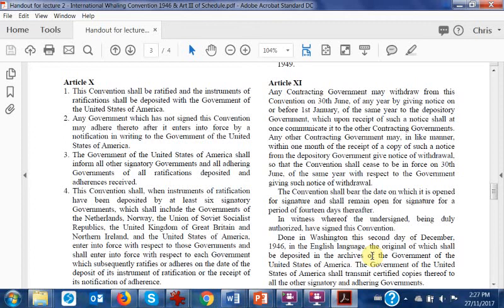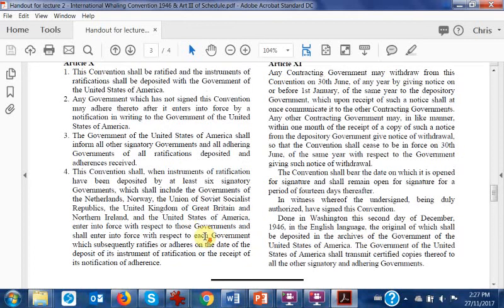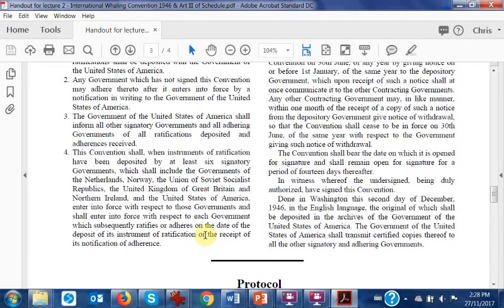Article 10: this convention shall be ratified and instruments of ratification shall be deposited with the government of the United States of America. This is about ratification. This convention shall, when instruments of ratification have been deposited by at least 6 signatory governments, which shall include the governments of the Netherlands, Norway, the USSR, the UK, Northern Ireland and the USA, enter into force with respect to those governments and shall enter into force with respect to each government which subsequently ratifies. So these are the ratification rules, and you can see how it's built in a number of countries that have got to ratify it.